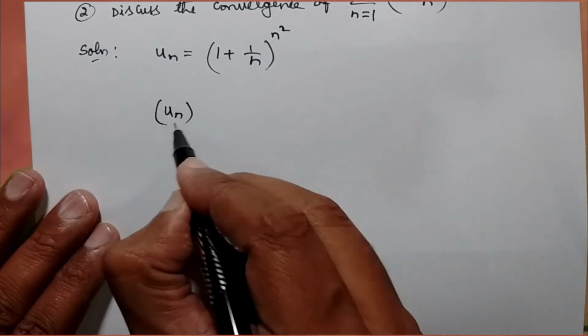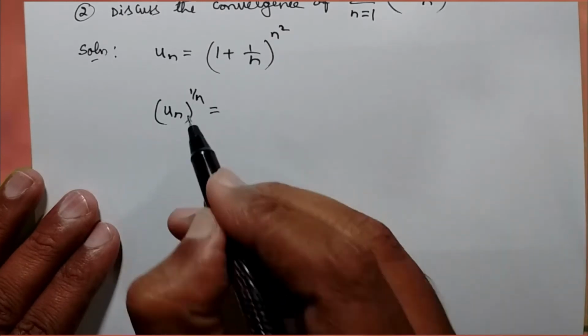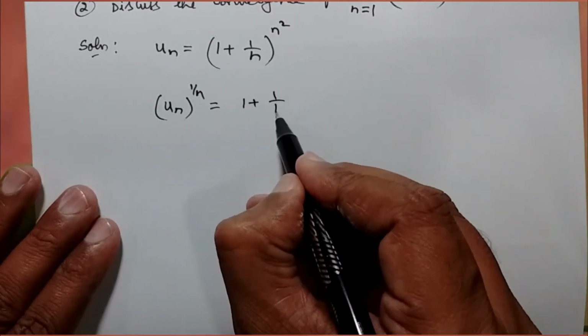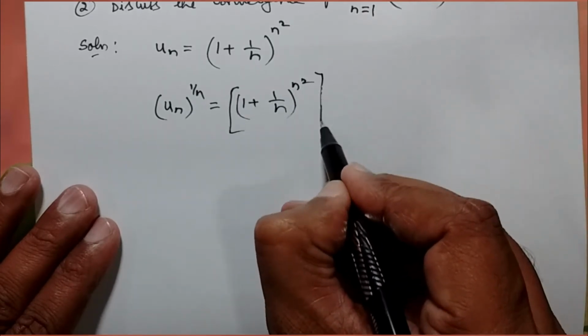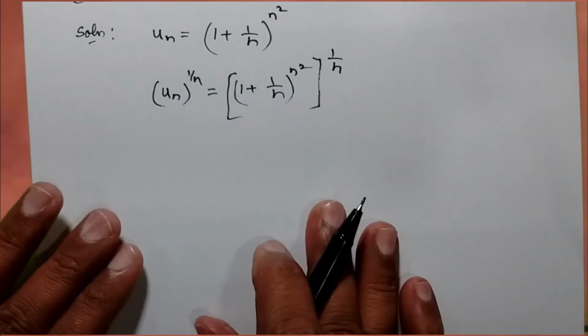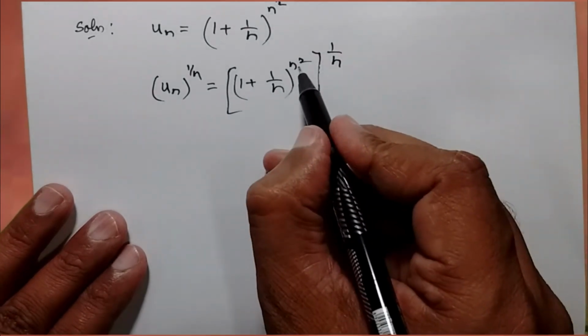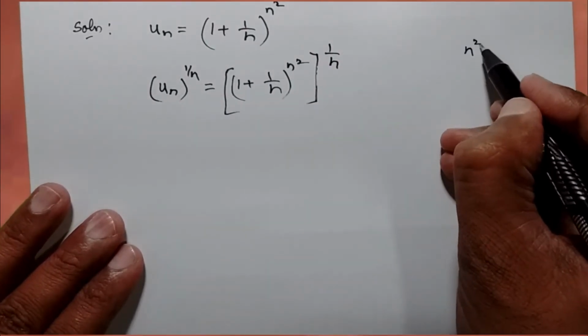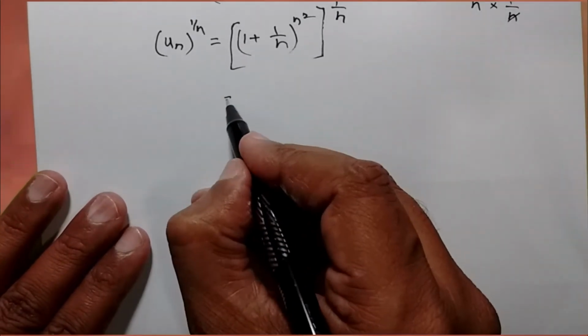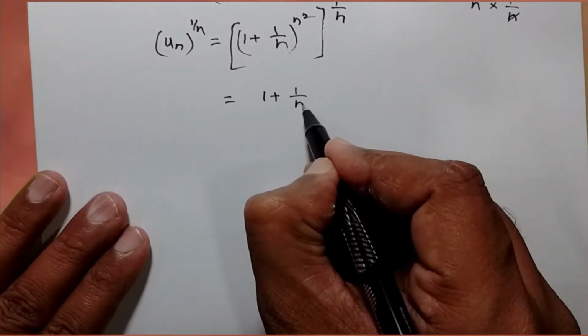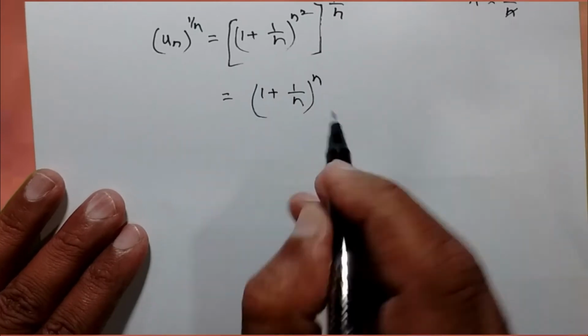According to the Cauchy's root test, you have to raise that to the power of 1 by n. So raise this to the power of 1 by n. N square is already there, and raise that to the power of 1 by n. So now n square is there, so it is n square into 1 by n. So one n will get cancelled. What will be left out? Only one n will be left out. 1 plus 1 by n to the power of n.